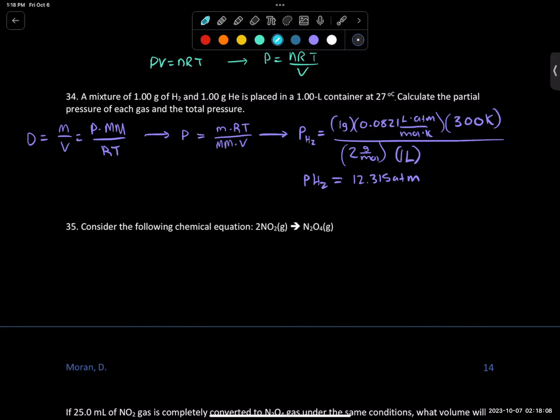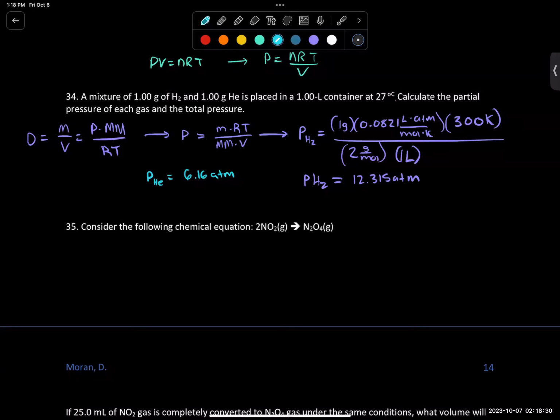So what does that come out to when you do it? 6.16 atmospheres. Again, we're just using the same equation. We're just plugging all the information in for helium gas, which is 1 gram of helium gas and the molar mass of helium.